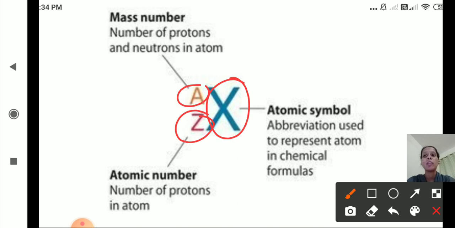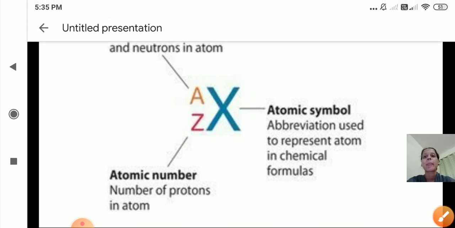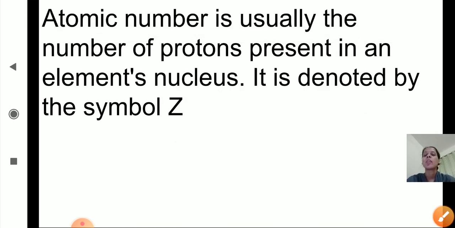So hope you are clear with this. Mass number is denoted by letter A, and mass number means the number of protons and neutrons. Atomic number is denoted by letter Z, and atomic number is the number of protons in an atom. Atomic number is the number of protons present in an element's nucleus, denoted by the symbol Z.